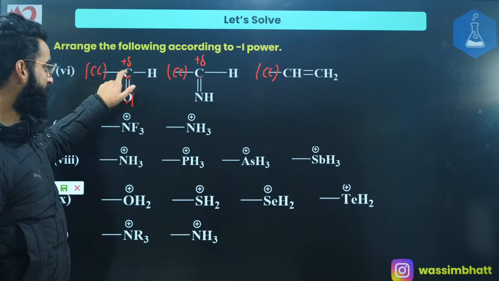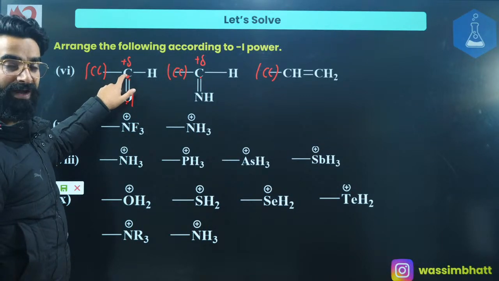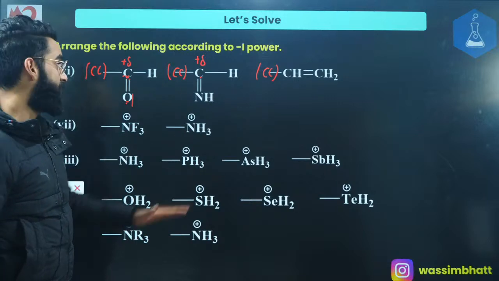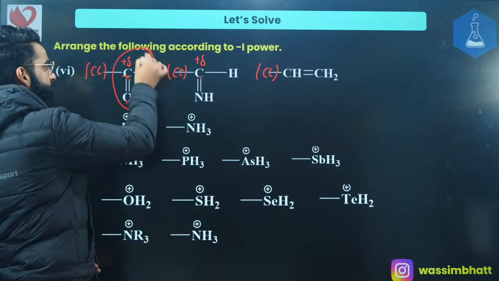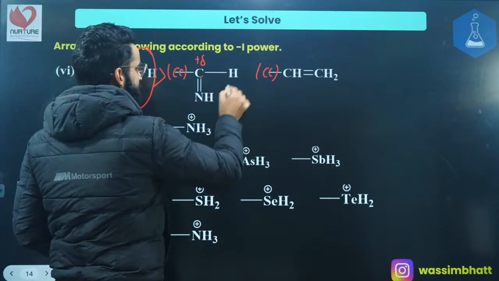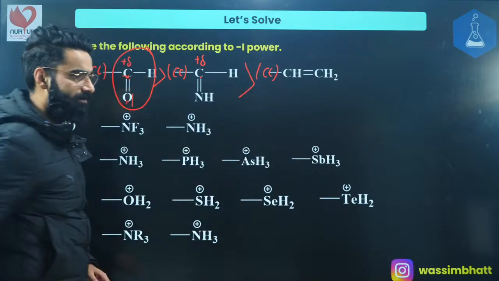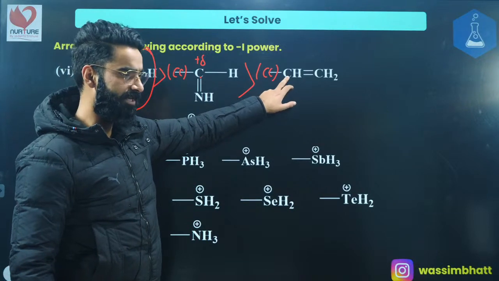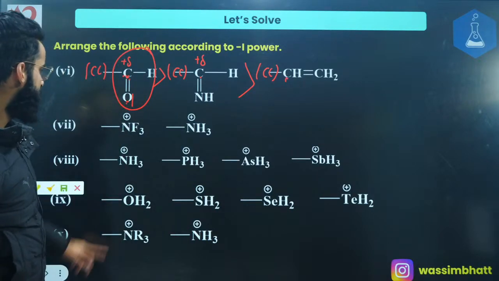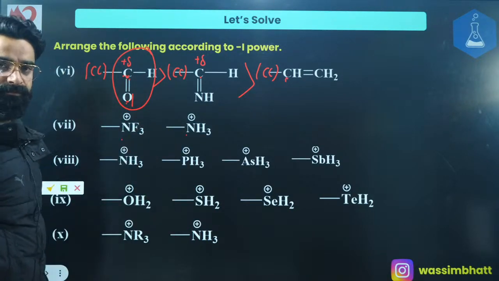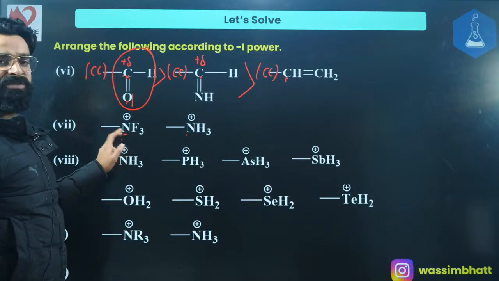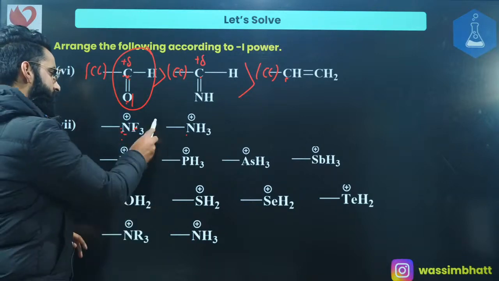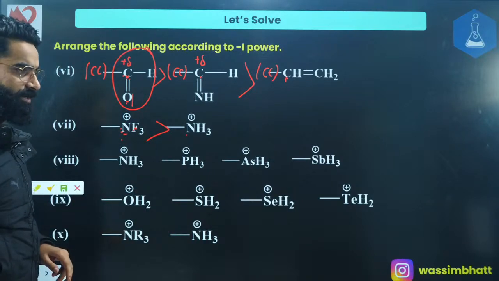If the intensity of positive charge on this carbon is more, that means it is going to drag more sigma electrons from the chain towards itself, due to which this group shows more minus I, followed by this group, then followed by the last one, right? Over here there is no charge on this carbon, that's why I give the least priority to the last one. NF3 positive, NH3 positive. Where is the intensity of positive charge more on nitrogen? Over here nitrogen is attached with fluorine, right? So minus I power, right?